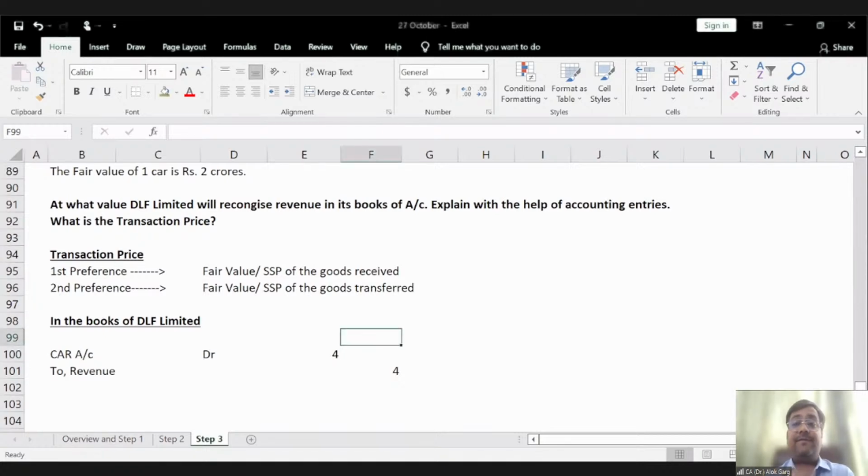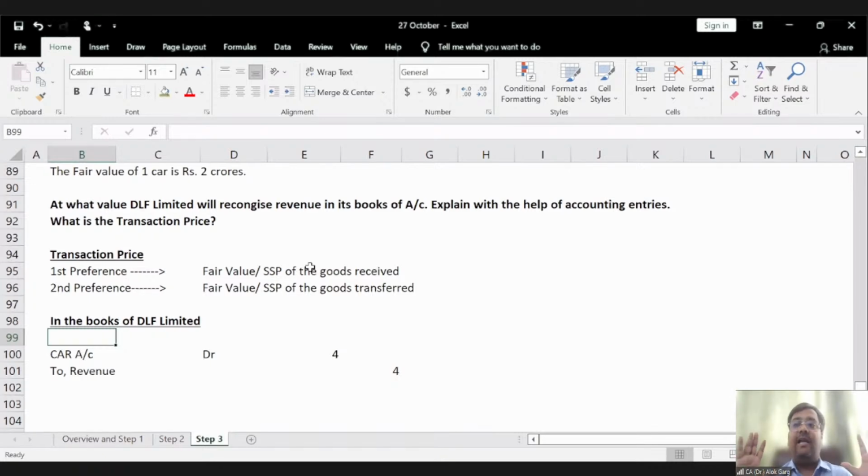Sir, subsequently there will be a change. So DLF has recognized the revenue, and after 6 months on the reporting date, the value of the car has gone down and there is an impairment. Of course, revenue will not be changed. The impairment will be as per Ind AS 16 or Ind AS 36, impairment of asset standard or property, plant and equipment standard, right? So subsequently, the change in fair value has to be dealt in accordance with the respective standard, not in accordance with Ind AS 115.